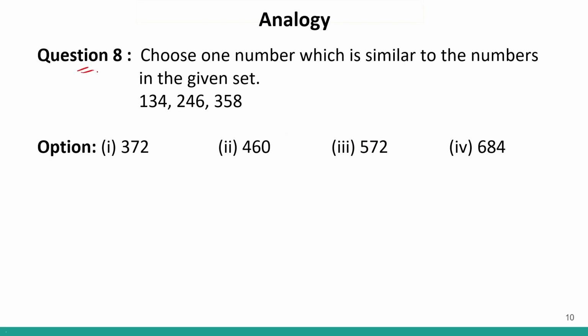Moving on to question number 8. Choose one number which is similar to the numbers in the given set. So we have to find which one is similar. Okay. So if I look over here, I can clearly see a pattern. Which is the pattern? First 1, then 2, then 3. So the next number will automatically be 4. Okay. This is the first pattern. Then I see 3, 4, 5. So the next number will automatically be 6.